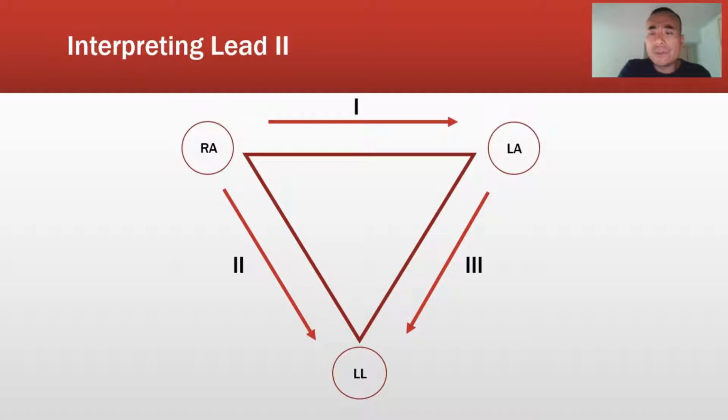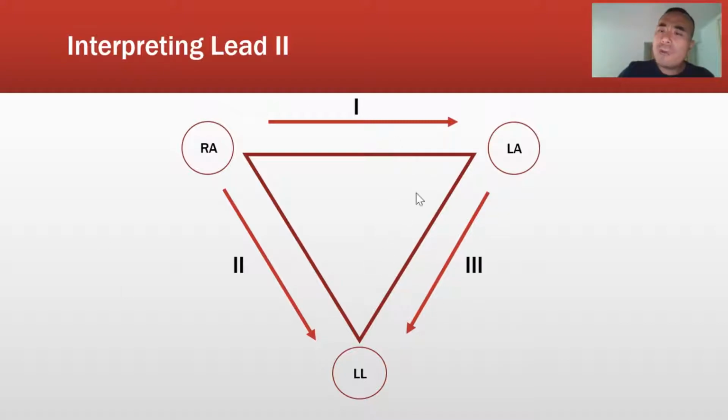But why lead 2 though? This is based on Einthoven's triangle and the principle of vectors. Vectors is just a fancy name for the direction in which the electric current flows. In this case, I drew a triangle here with RA representing the right arm, LA representing the left arm, and LL representing the left leg. As you can see, in lead 1 the vector is traveling from the right arm to the left arm. Lead 2 is traveling from the right arm to the left leg. And lead 3 is traveling from the left arm to the left leg.